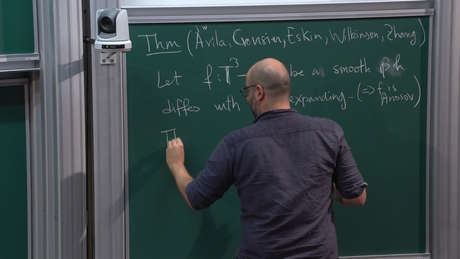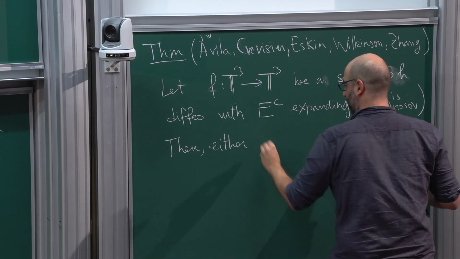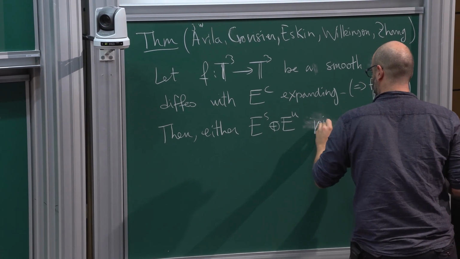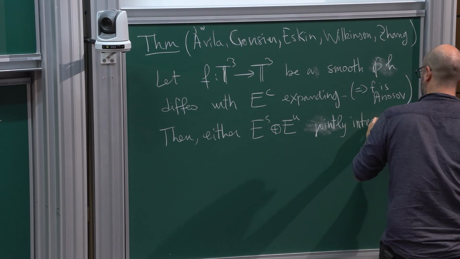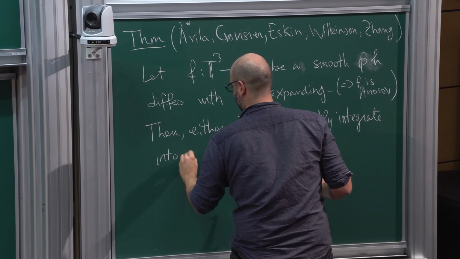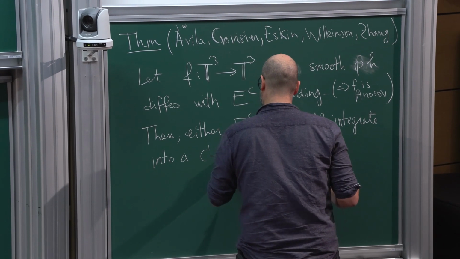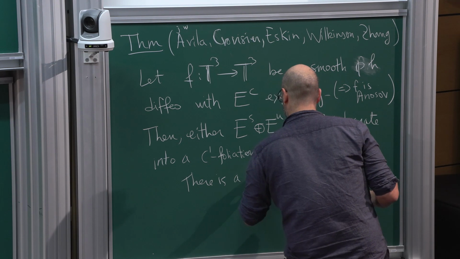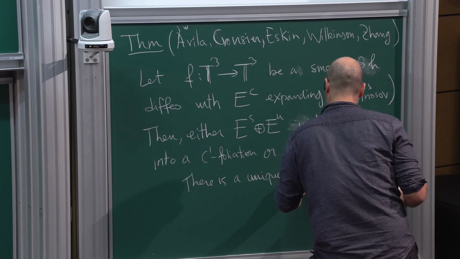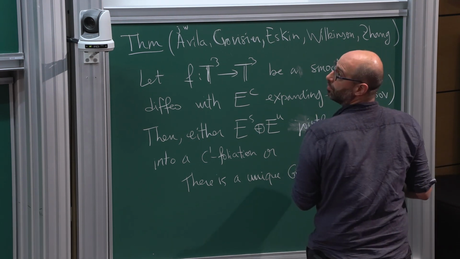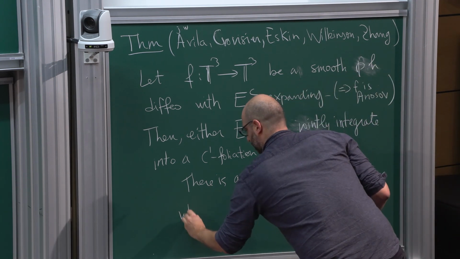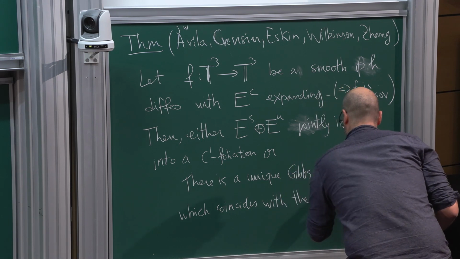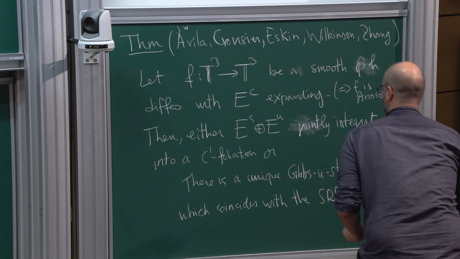And then the result says then either ES plus U jointly integrate into a C1 foliation, or there is a unique Gibbs state, which coincides with the SRV measure. Okay, so this is the result.